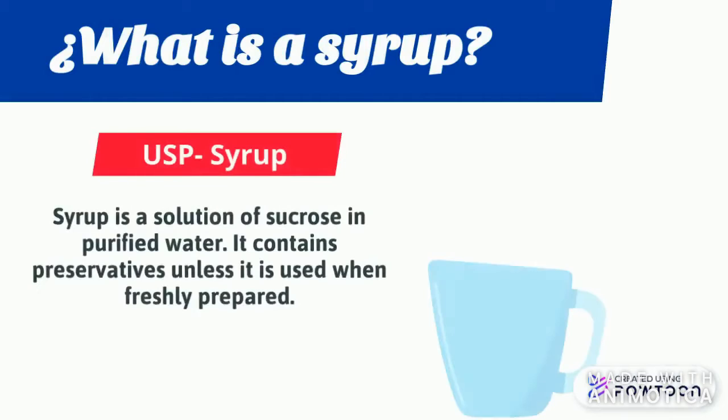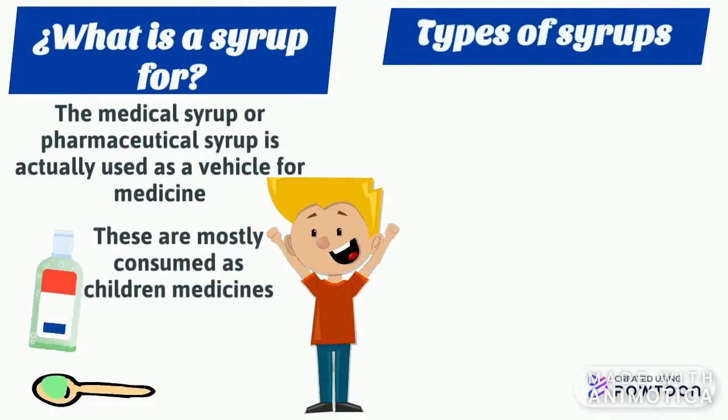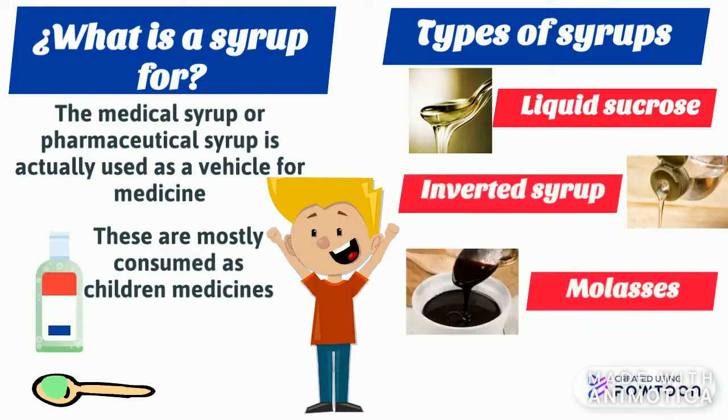So let's start with the US Pharmacopeia definition of syrups. Syrup is a solution of sucrose in purified water, and as you may know, is usually a thick and sweet liquid. Now, what's syrup for? Pharmaceutical syrups are actually used as a vehicle for medicine, and they are mostly consumed as children's medicines too.